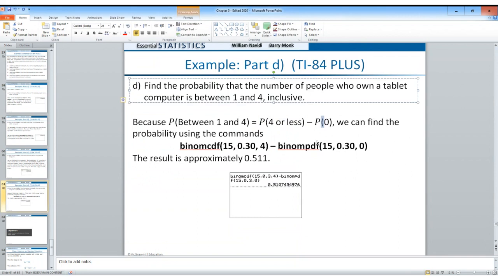So this is what you put in. Put binomial CDF with 4, put a minus sign, then put binomial PDF. Notice that, PDF, because they're just talking about that one value. I think binomial CDF would do the same thing in the case of 0. But anyway, you put it in, and then that gives it to you. All right, so that's pretty much it.